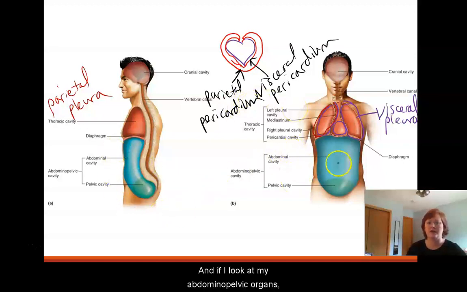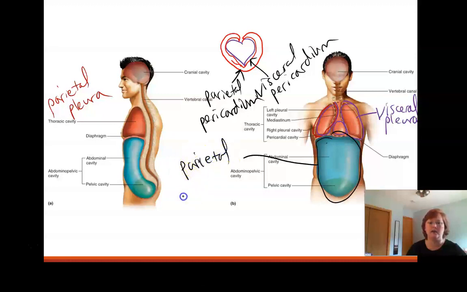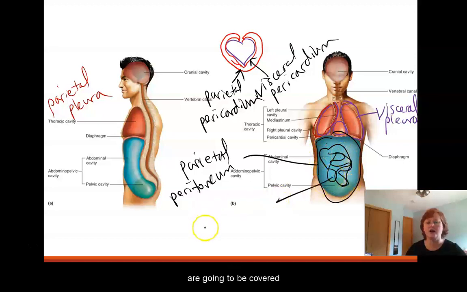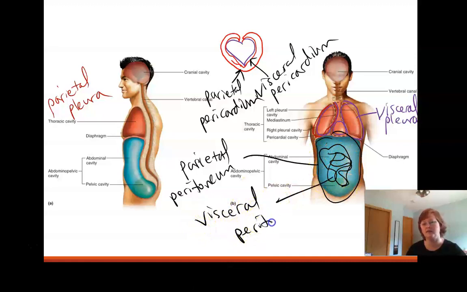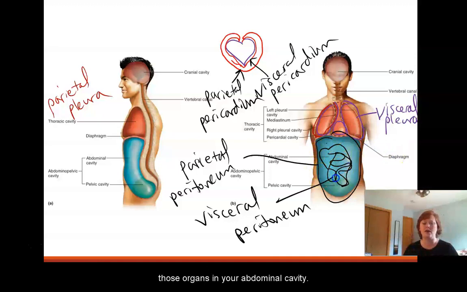And if I look at my abdominal pelvic organs, this overall cavity is going to be lined by a parietal peritoneum. And then all of these organs that are twisting around in here are going to be covered by a visceral peritoneum. In addition, there are some other membranes and mesenteries and things that help organize those organs in your abdominal cavity.